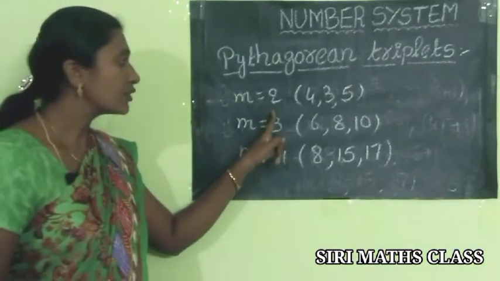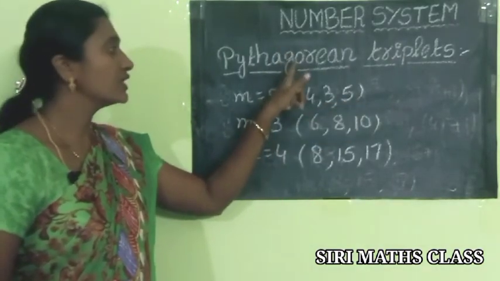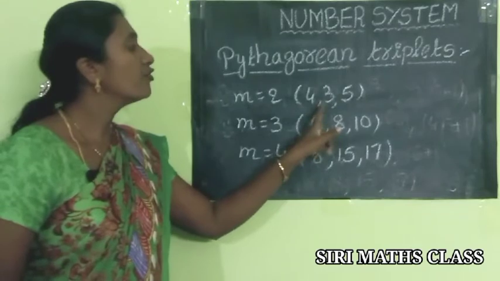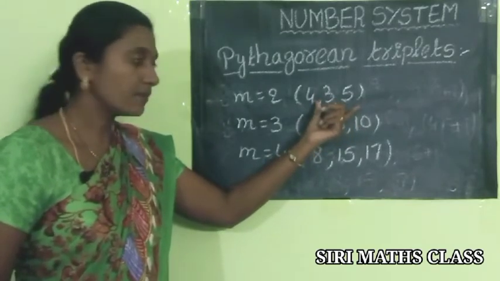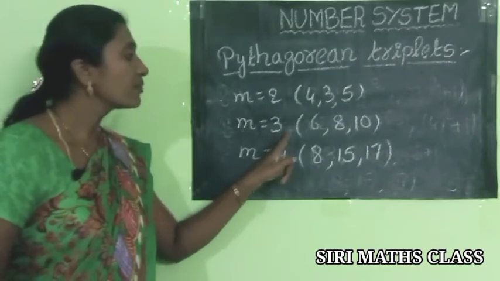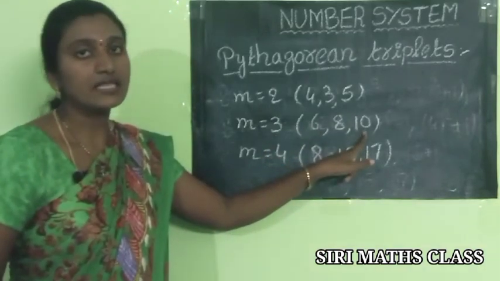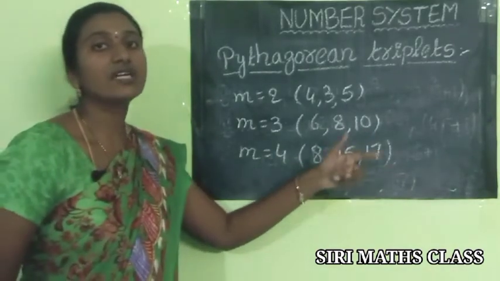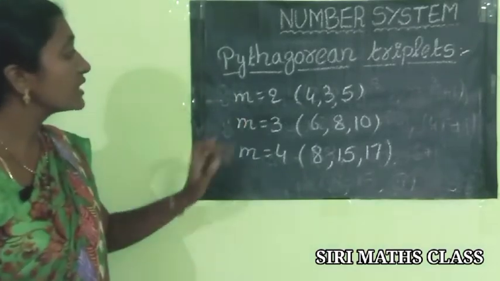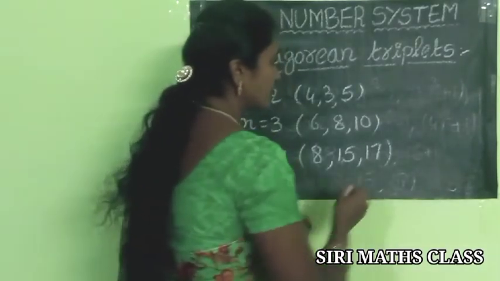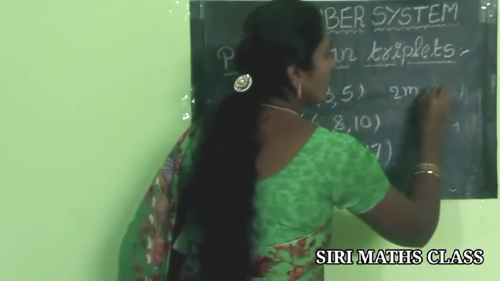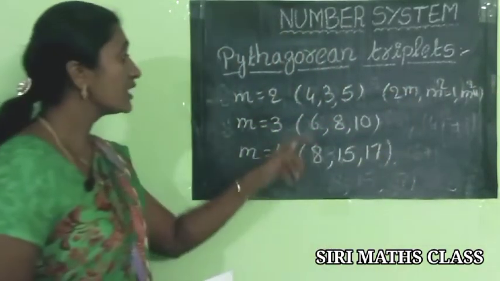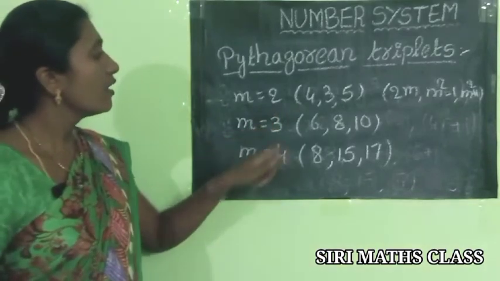If m value we take 2, what do we get as the answer? By using the condition 2m, m square minus 1, m square plus 1, we get 4, 3, 5. This is a Pythagorean triplet. And if m value is taken 3, what do we get? 6, 8, 10. This is a Pythagorean triplet. And m equal to 4, 8, 15, 17 is a Pythagorean triplet. Observe here, what is our condition? 2m, m square minus 1, m square plus 1. This is our condition.